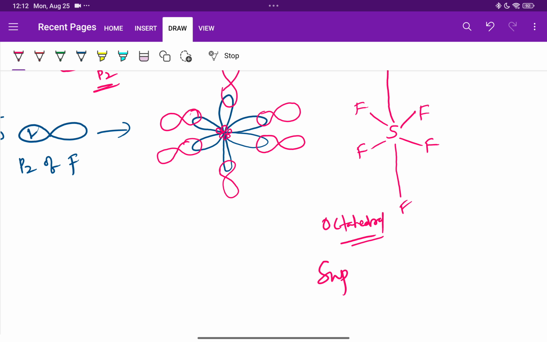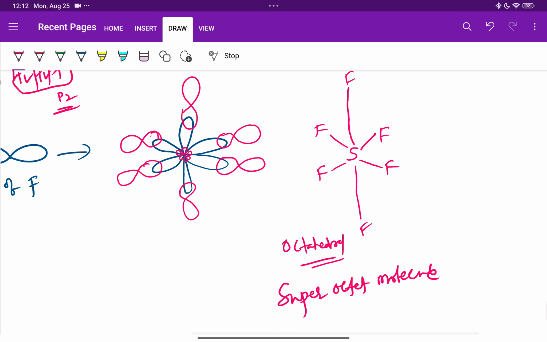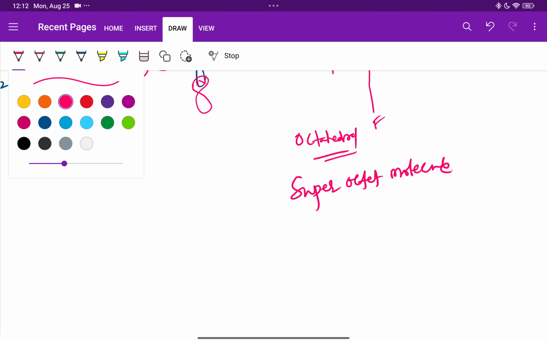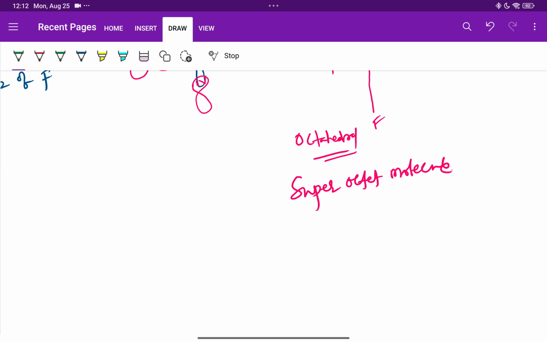It is a super octet molecule. So here the bond angle is 180 and here the bond angle is 90. Very, very important. And here the overlapping is called sigma sp3d2p.